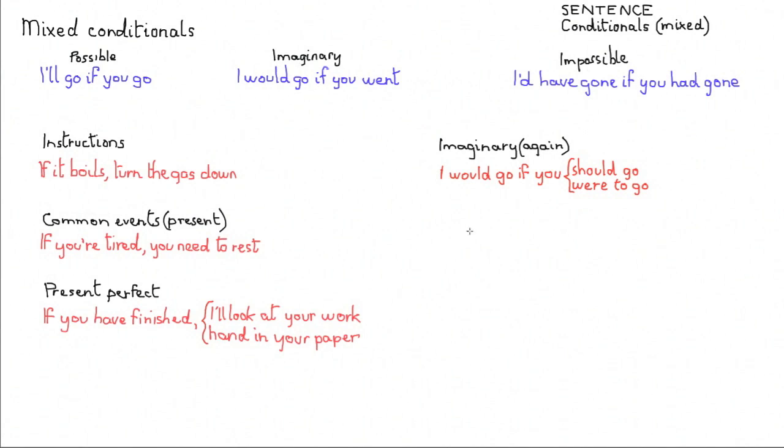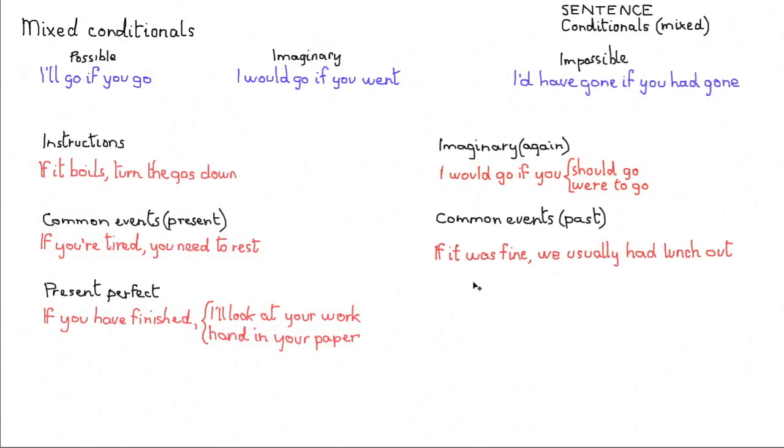Now the next one, common events. I'll just write common events, but this time in the past. And here's an example, which I'll drag in. Get it in the right place, that's it, okay. If it was fine, we usually had lunch out. Or another one, we wore overcoats if it was cold. Or we used to take them in by car if they were late.